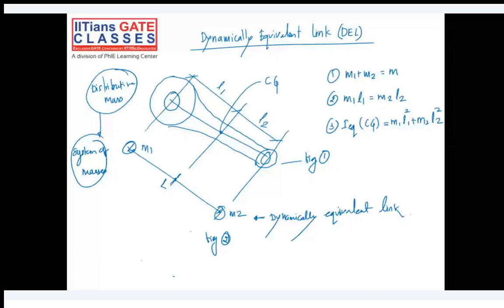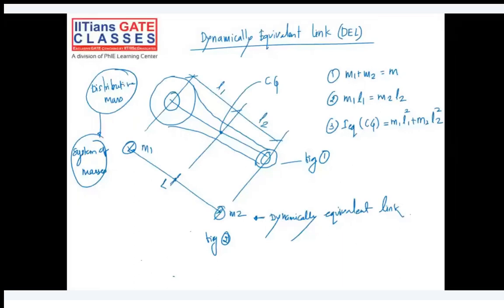And the link which we have drawn with the system of masses is a dynamically equivalent link only if it satisfies the three conditions. The three conditions are here: m1 plus m2 is equal to m. It means the total mass of the link will be equal to the sum of the masses. So mass should remain the same. That is the first criterion.